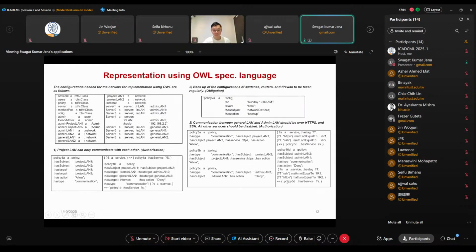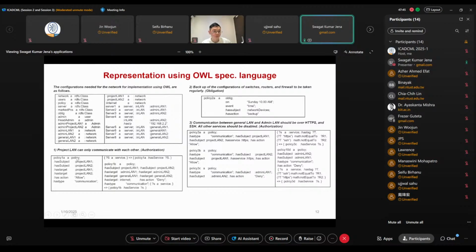Similarly, this is another representation technique that uses the OWL specification, the ontology specification language. Before representing, there are some classes we have defined for each of the network user, policy, server, admin 1, admin 2, and for each of the servers we have to give some constructs and design some classes, and based on that we can represent them in terms of the OWL spec language.